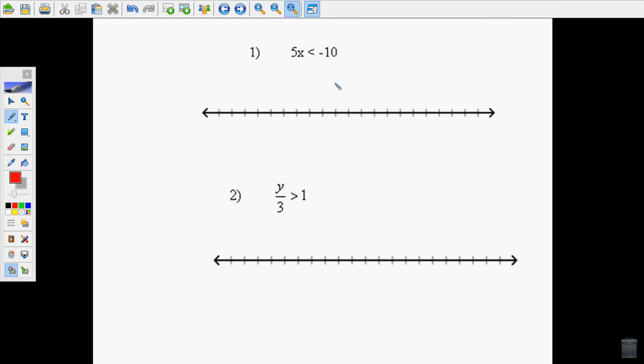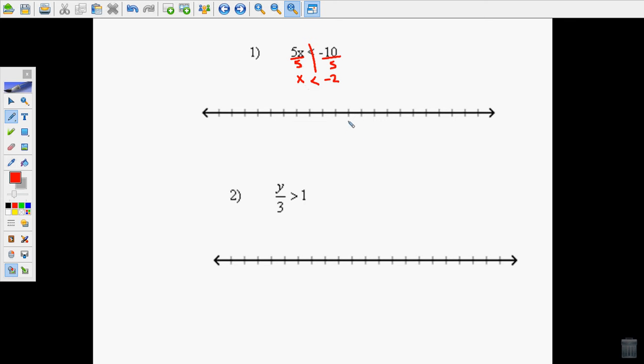Let's look at our first inequality, 5x is less than negative 10. What would you do to solve that inequality? Just like before, when we solved an equation, you would divide both sides by 5. So we bring our inequality sign down, and you get x is less than negative 10 divided by 5, which is negative 2.